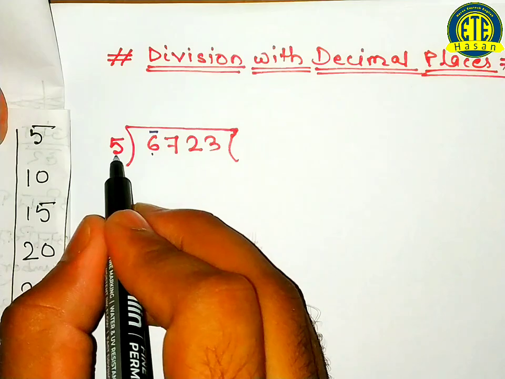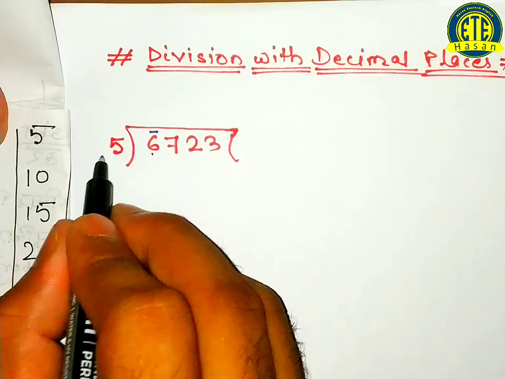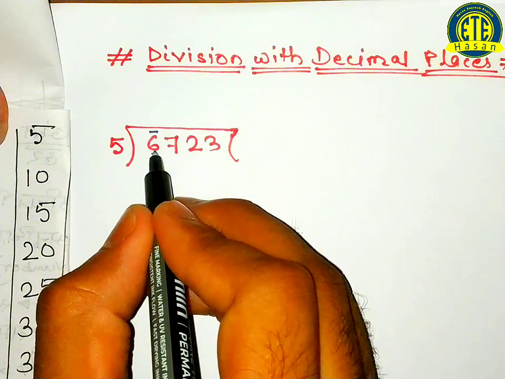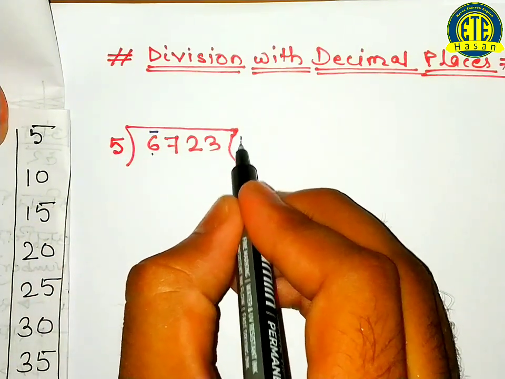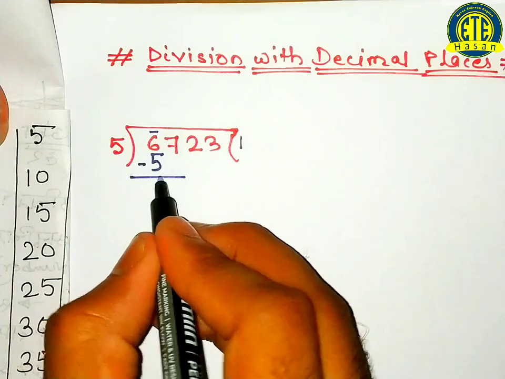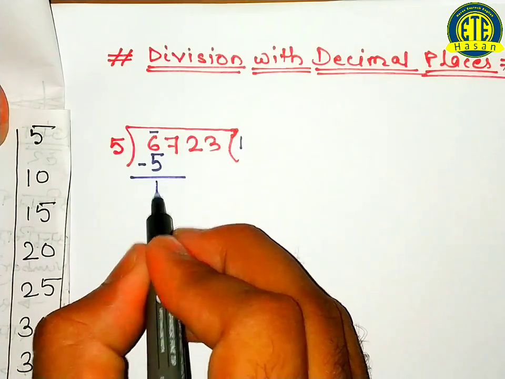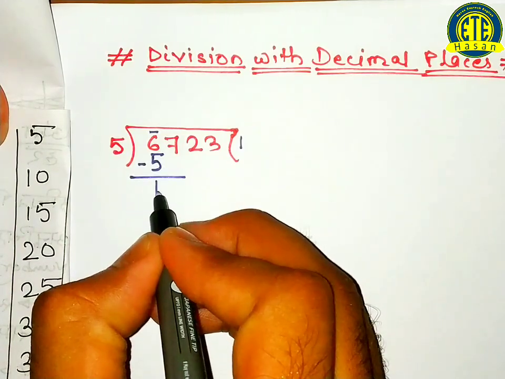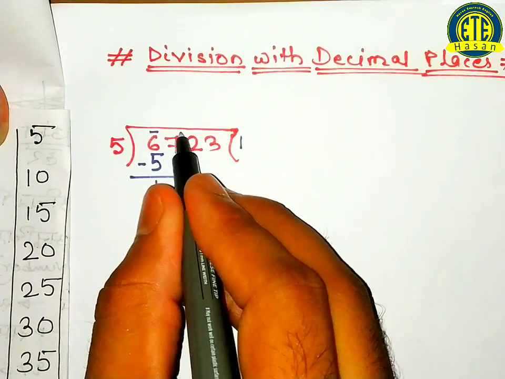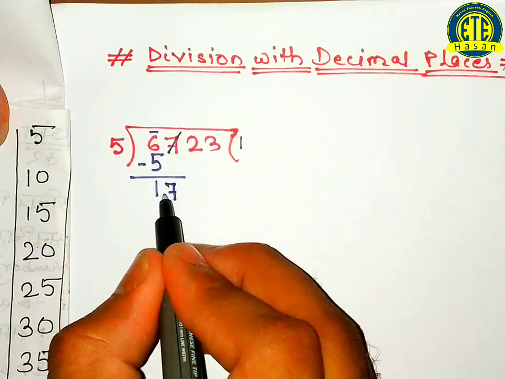Now we have to count 5 up to 6 or below 6. 5 1 is 5, 5 2 is 10. 10 is a bigger number than 6. We have to count 1 time: 5 1 is 5. Now subtract it. 6 minus 5 will be 1. After subtracting, we have to write down our next number. The next number is 7. So write down 7 here.